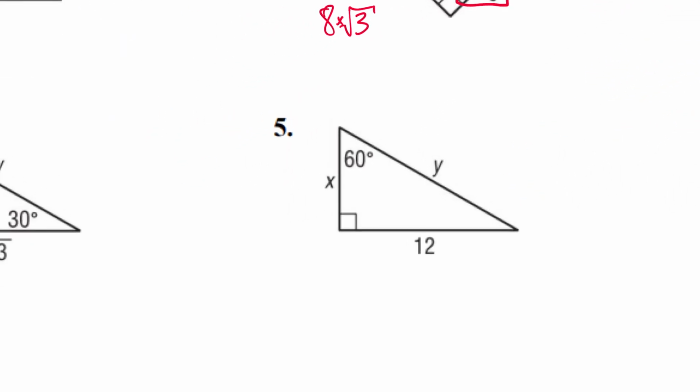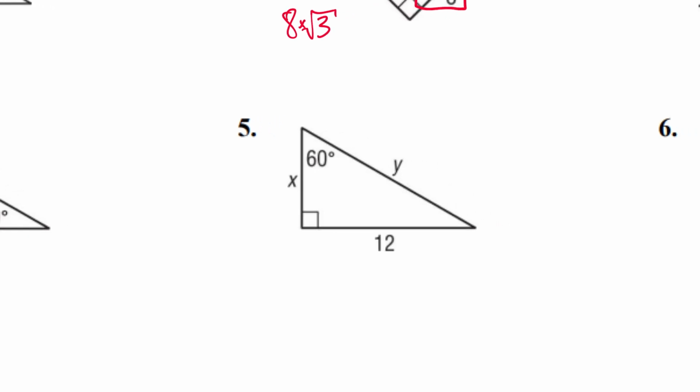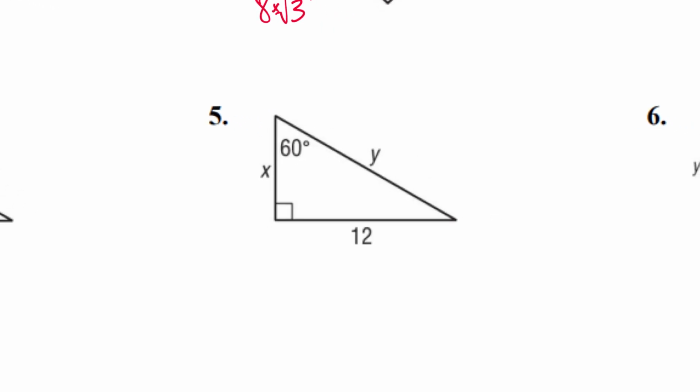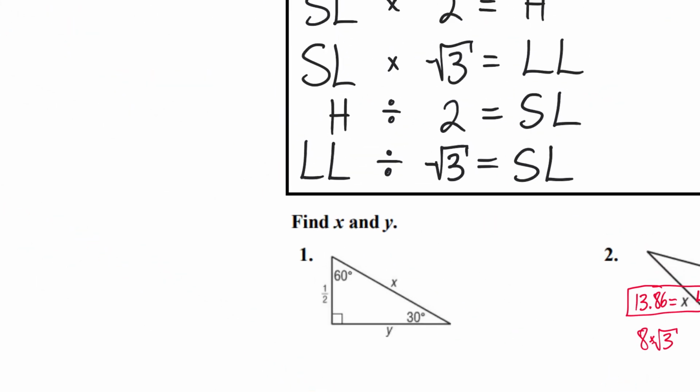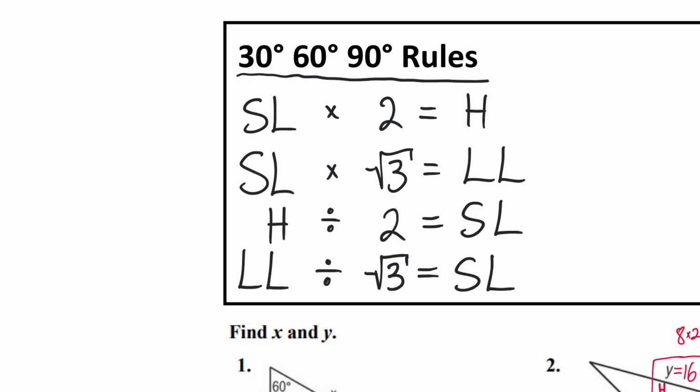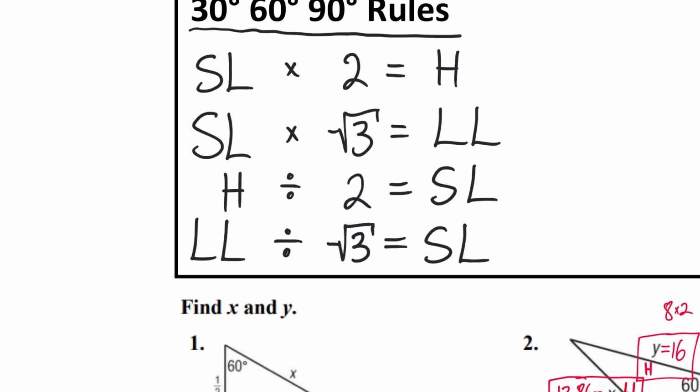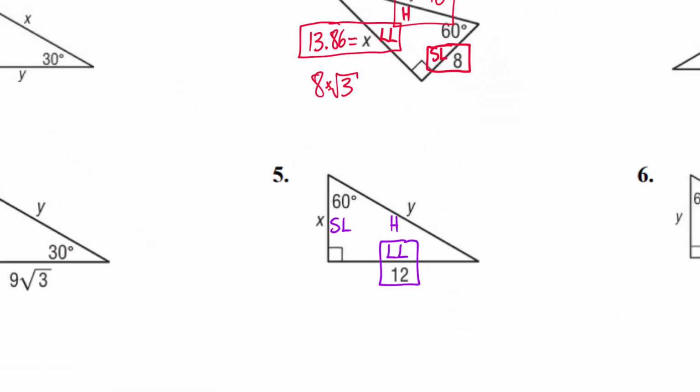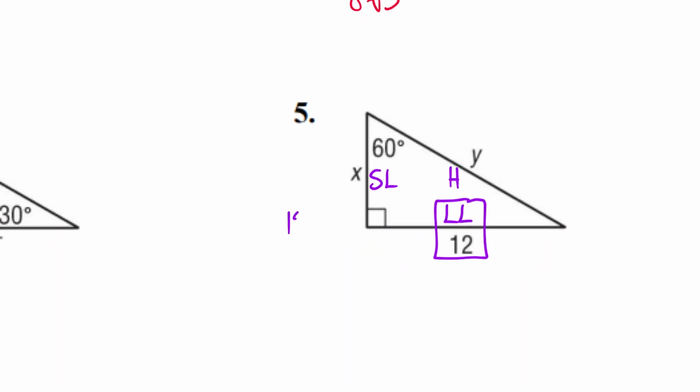Okay, number 5. Number 5, which one is the H? The Y. Which one's the short leg? And then the long leg is 12. So on this one, I'm starting off with knowing the long leg. So I've got to get to the short leg and hypotenuse from there. Back to my rules, there's only one of these that starts with the long leg. It's that bottom one. Divide by the square root of 3. So I'm going to do 12 divided by the square root of 3.